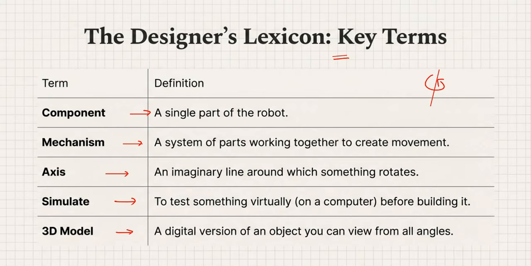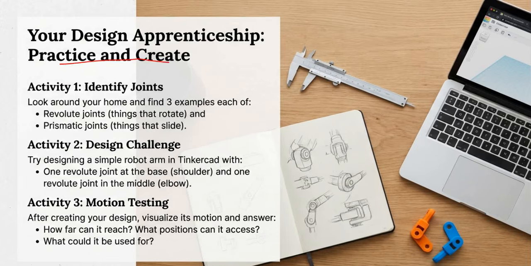And then we have a 3D model, which is basically a digital version of an object which you can view from various angles. And this way you will be able to rectify if there are certain irregularities. Okay, you will be able to find out whether your model actually works. This will help you with that, the 3D model. So the rule is practice and create, my dear students.